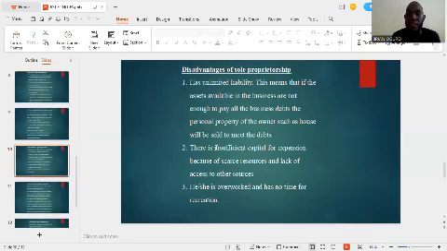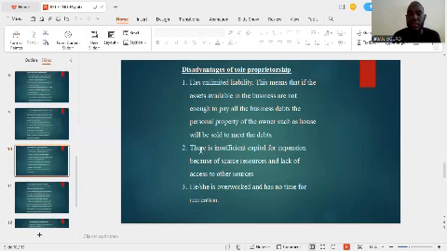So what are the disadvantages of sole proprietorship? The first one, sole proprietorship has unlimited liabilities. And what do we mean when we say unlimited liabilities? This means that if the assets available in the business are not enough to pay all the business debts, the personal properties of the owner, such as house, will be sold to meet the debts.